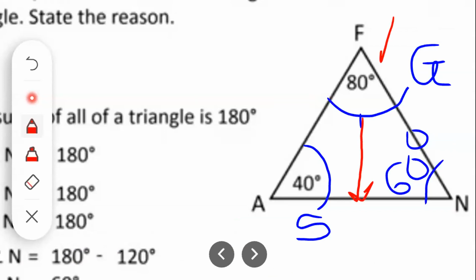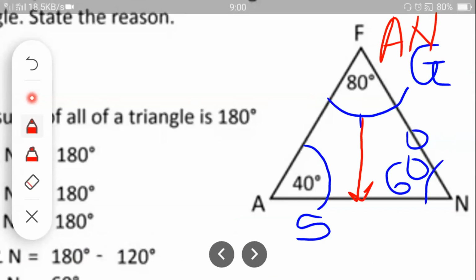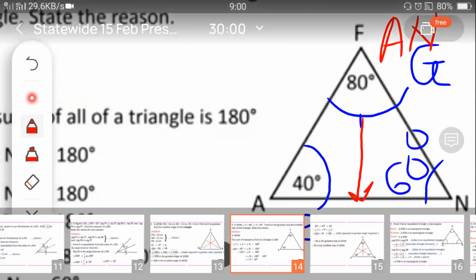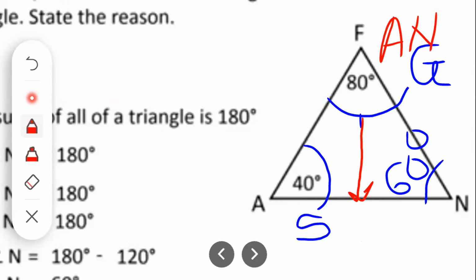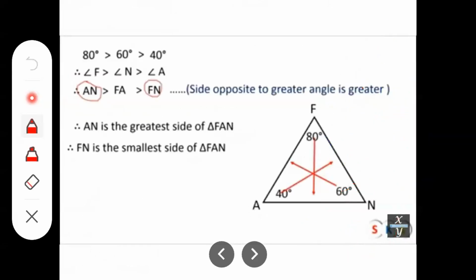So segment AN is greater, and the angle A is smaller, and the side opposite to the smaller angle is FN. So AN is the greatest side and FN is the smallest side. Now let's write it in the next slide.